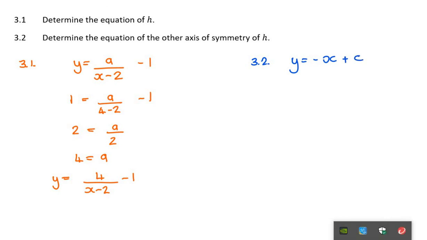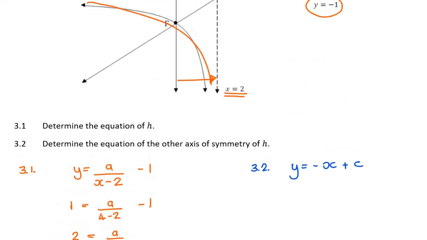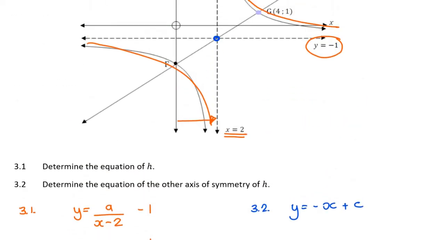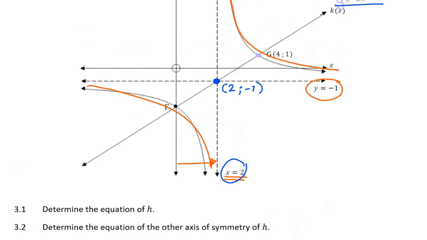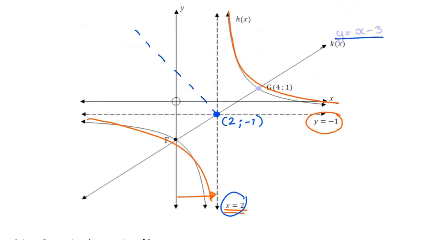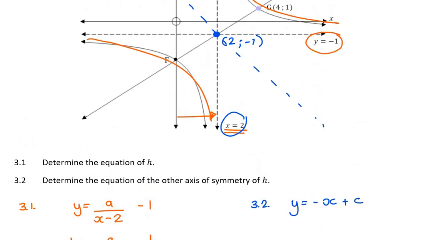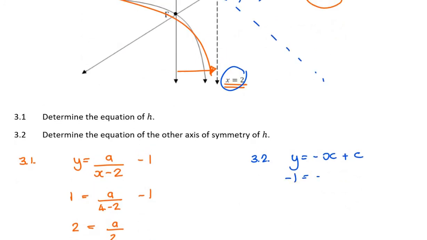So if you like the method of using the asymptotes, you know that there's a point of intersection of the asymptotes, which is when x is 2 and y is minus 1. And guess what? Your axes of symmetry, both of them, go straight through that point of intersection. So when y is negative 1, x is 2, and if I add 2 to both sides, I get c is 1. So my other axis of symmetry is negative x plus 1.